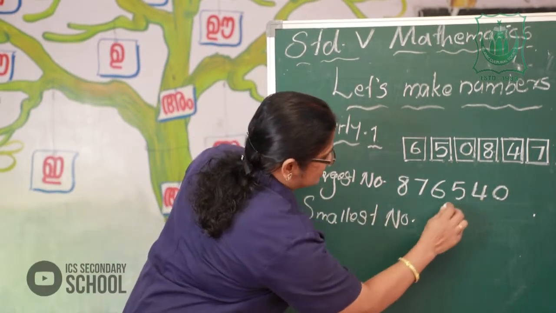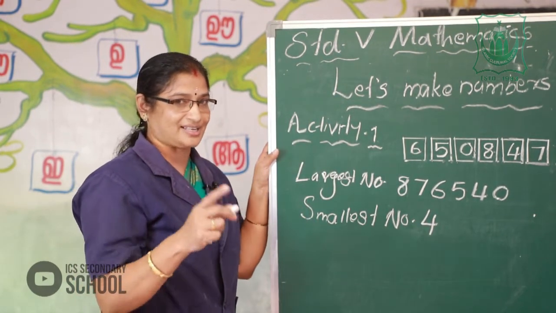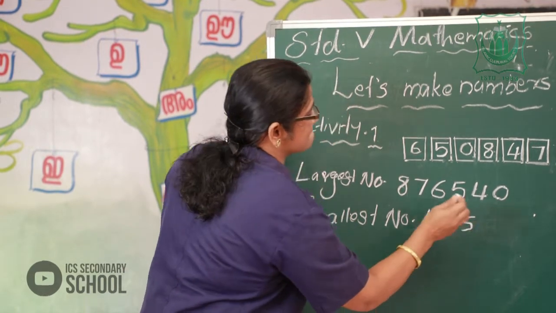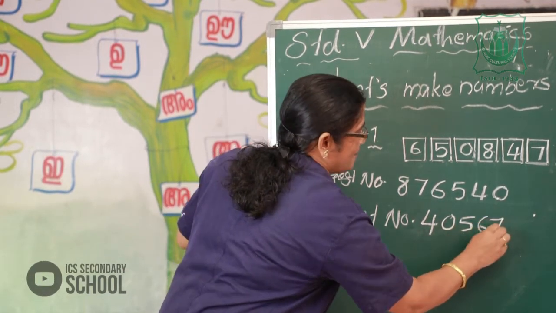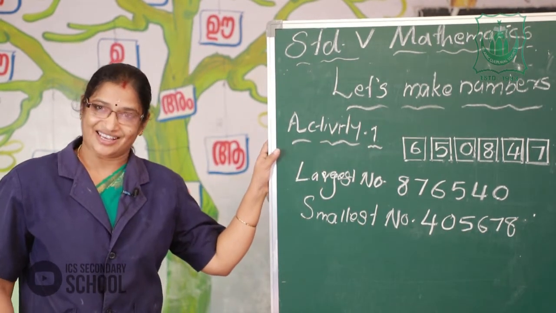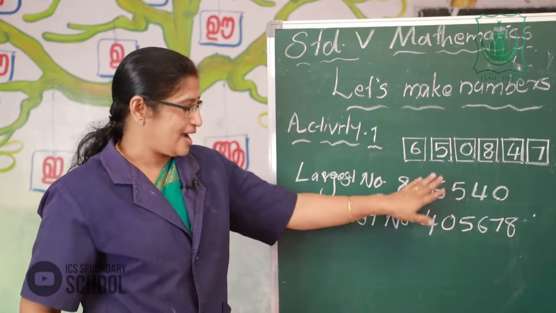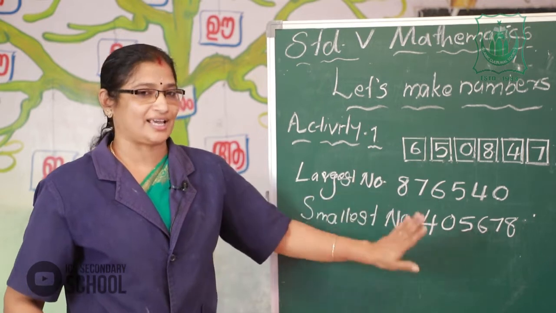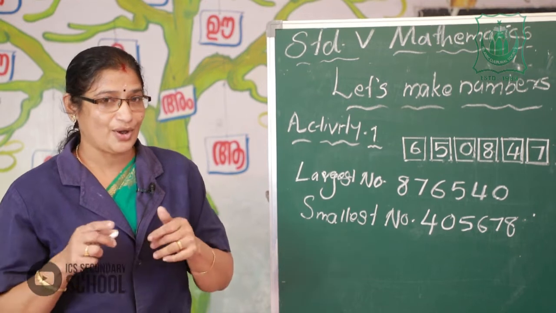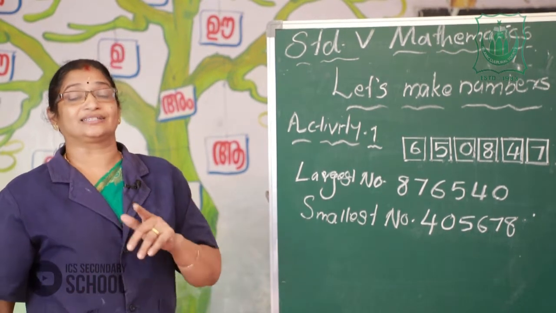You find the smallest number: 4. Okay, next number 0. Very good. 0, 5, 6, 7, 8. Yes, we find the smallest number. First we find the largest number and second we find the smallest number. Do you understand? Any doubt? No. Next, the sum of these numbers.